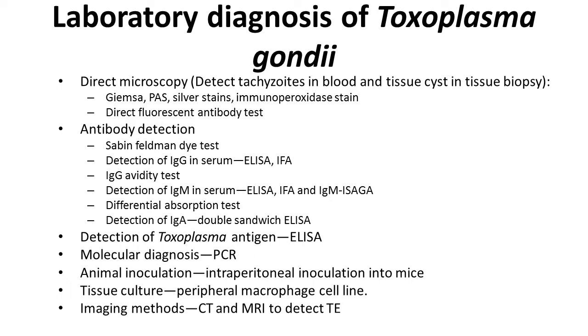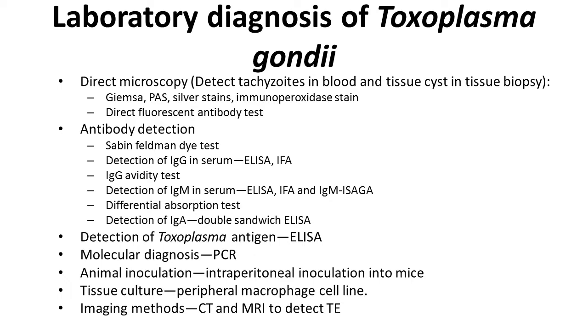In the case of human, we can see the tachyzoite and the tissue cyst, and the other stage, the oocyst, is not present in the human. But in the case of cat, we can see all three stages: tachyzoite, tissue cyst and the oocyst. In the case of human, we can see the tachyzoites and tissue cysts in blood or tissue biopsies.